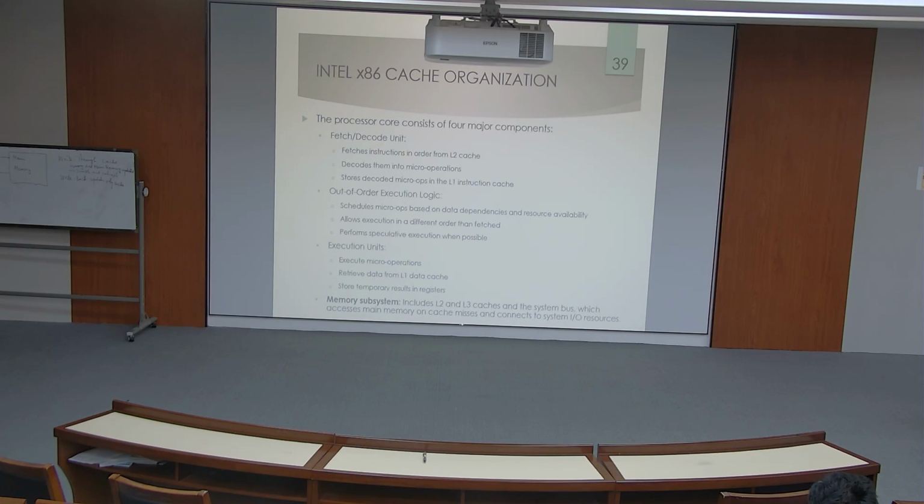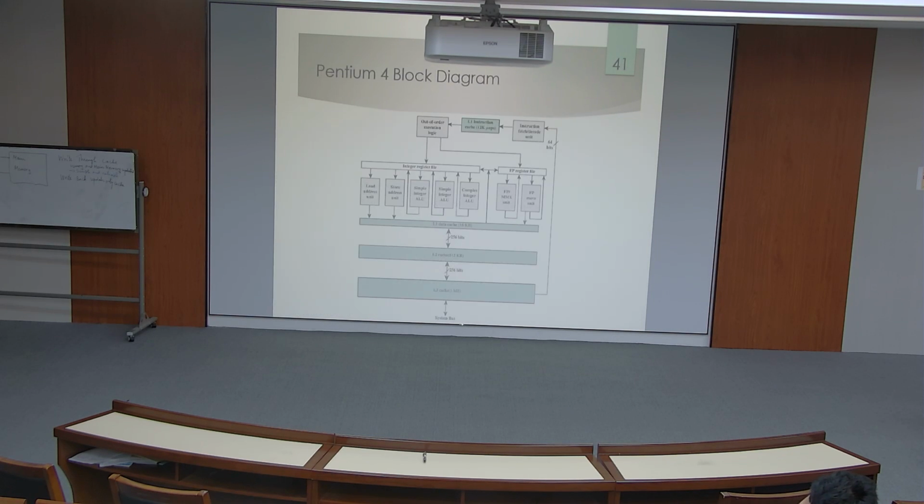Now we have a simple example of the Intel 86 cache organization. The processor core consists of 4 major components. We talked about the fetch and the decode, which fetch the instructions and decode them. And we see that we have the level 2 cache, where the system needs to fetch instructions. And we have the decoder to decode those instructions to help the microprocessor understand what it has to accomplish. Then we have the execution unit, which executes the instruction that has been fetched by the BIU, as we talked about.